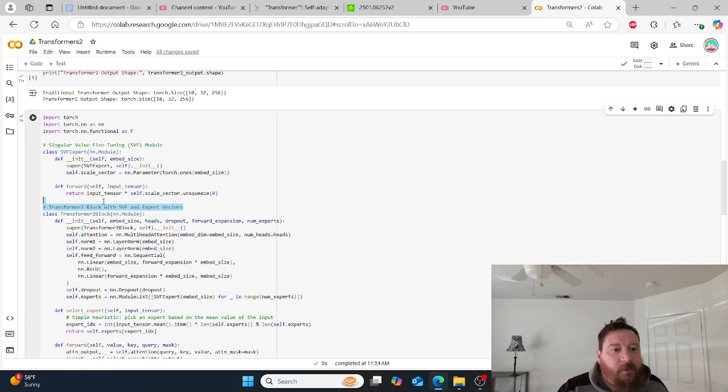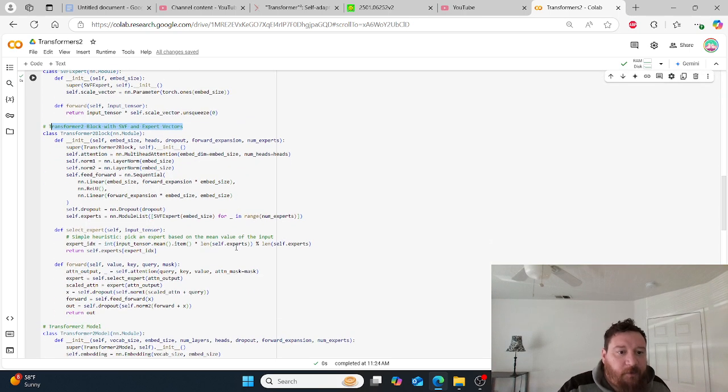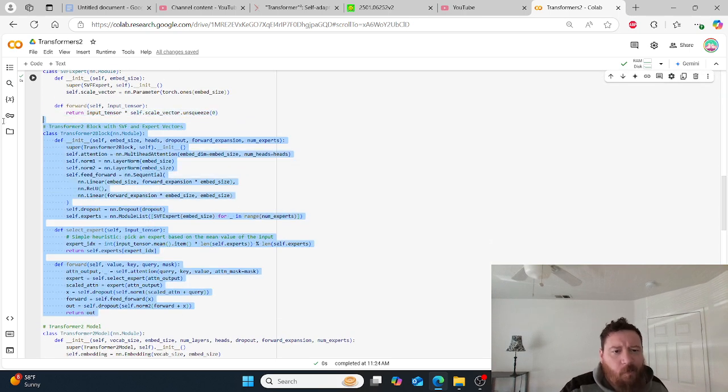You can see that here with the second block, the Transformers2 block with SVF and expert vectors. What this architecture does is take individual vectors or individual groups of vectors, and then you train those individual groups of vectors to be an expert vector, let's say on a specific subject, mathematics, coding, etc. It's very narrow training on a very, very narrow data set, and this training is all via reinforcement learning.